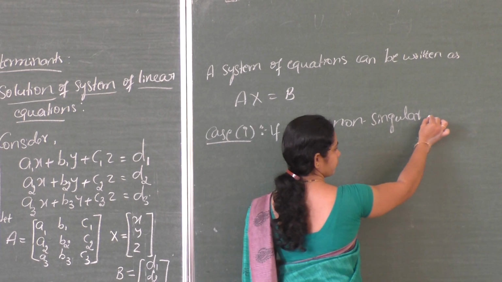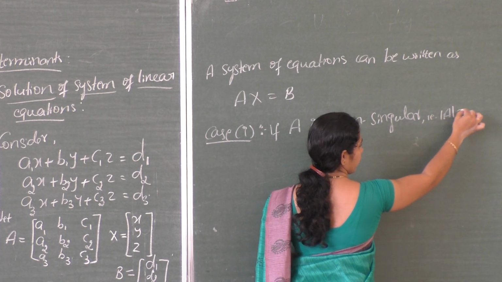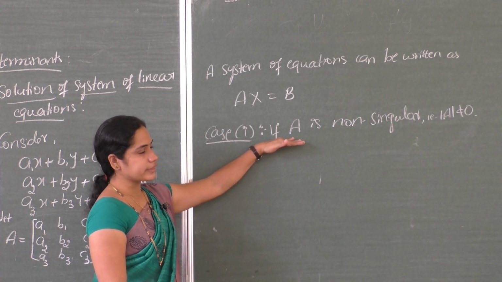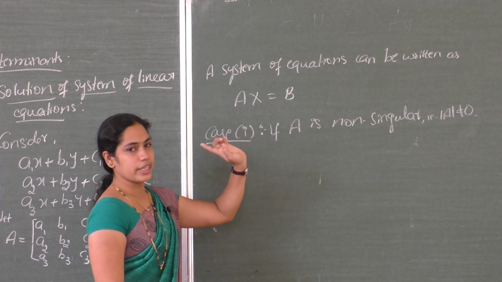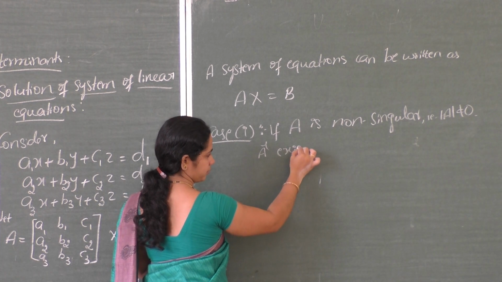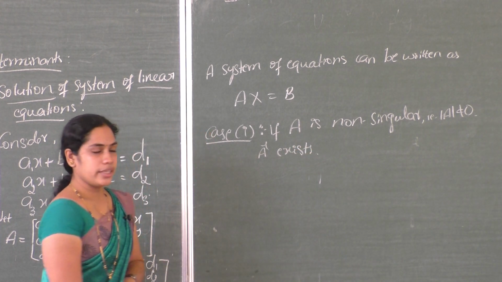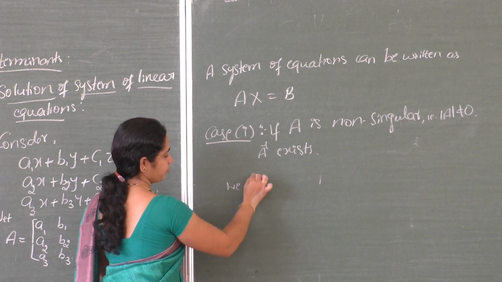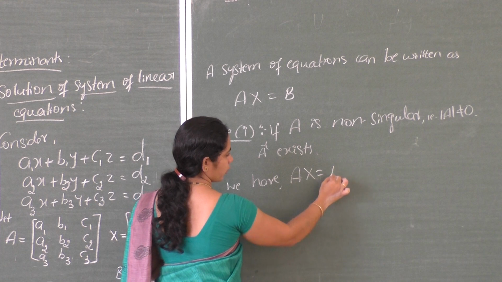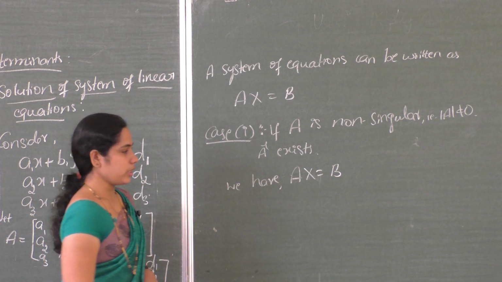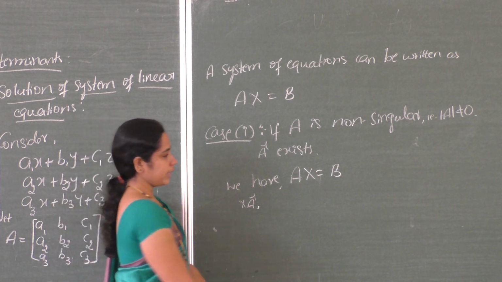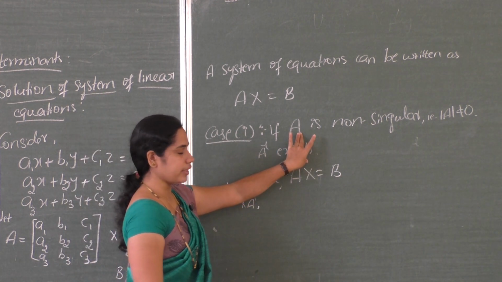non-singular means determinant of A is not 0. Okay? If A is non-singular, determinant of A is not 0, that means A inverse exists here. Okay? Here we have AX equal to B. Okay? Multiply by A inverse, that is because A inverse exists here.